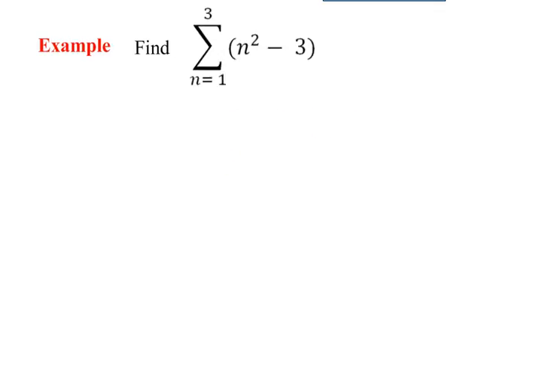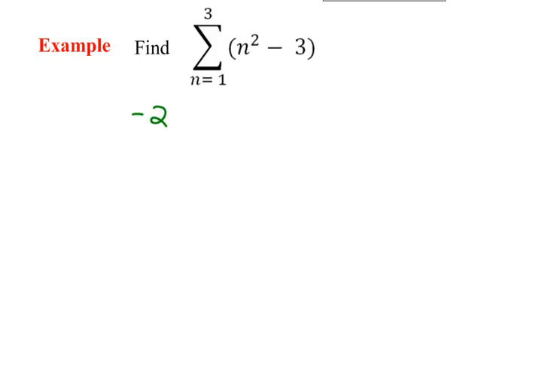So here's another example. Same setup. You'll notice the formula is a little more complicated. It's actually a quadratic, right? N squared minus 3. But the process is all going to be the same. So we're going to start by plugging in 1 for n. 1 squared is 1, minus 3 is negative 2.